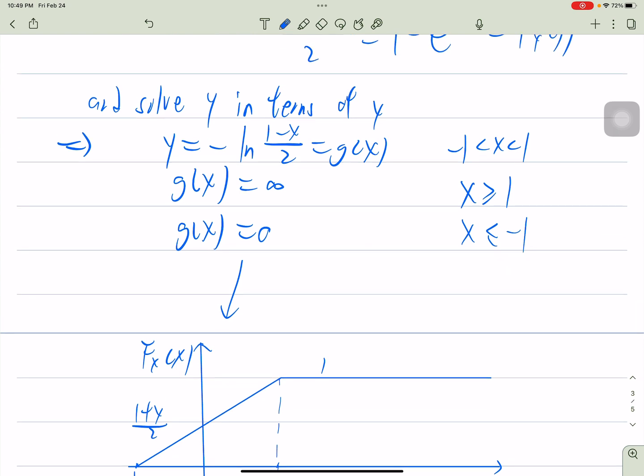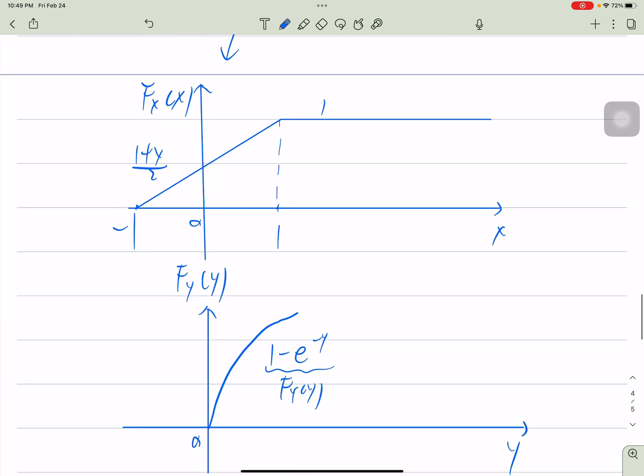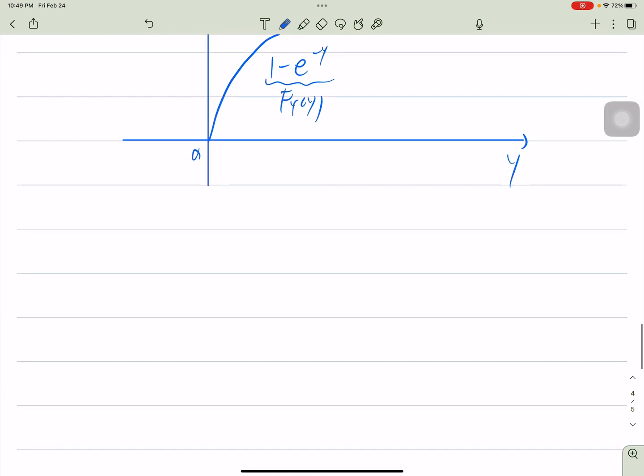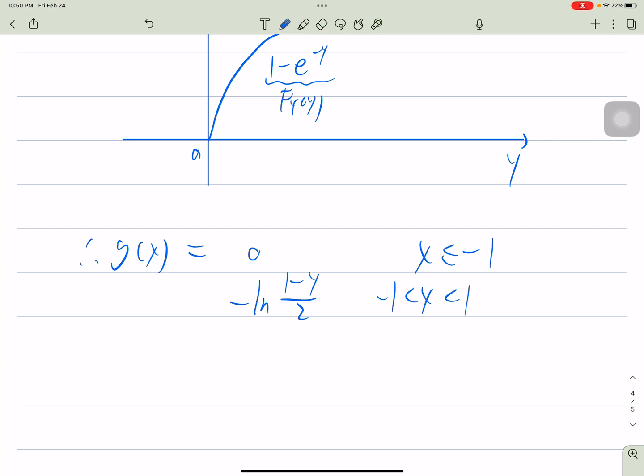So from those three equations, we can get that g(x) equals 0 when x is less or equal to -1, and equals negative ln(1 minus x over 2) when -1 less than x less than 1, and equals infinity when x is larger than 1.